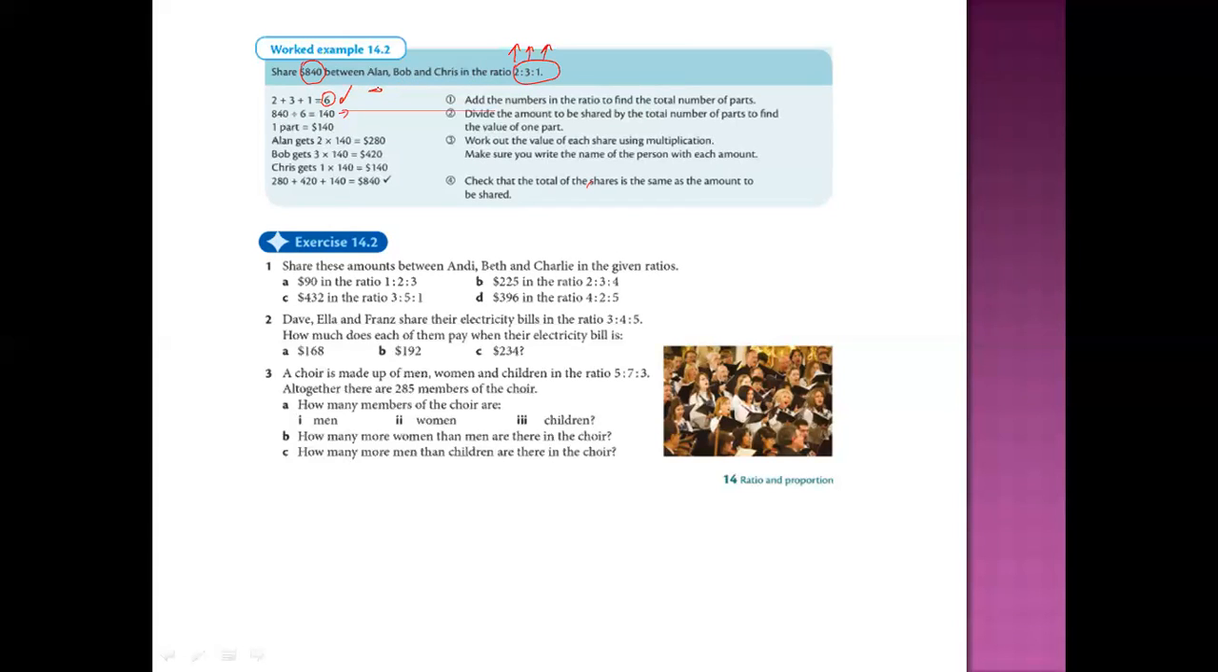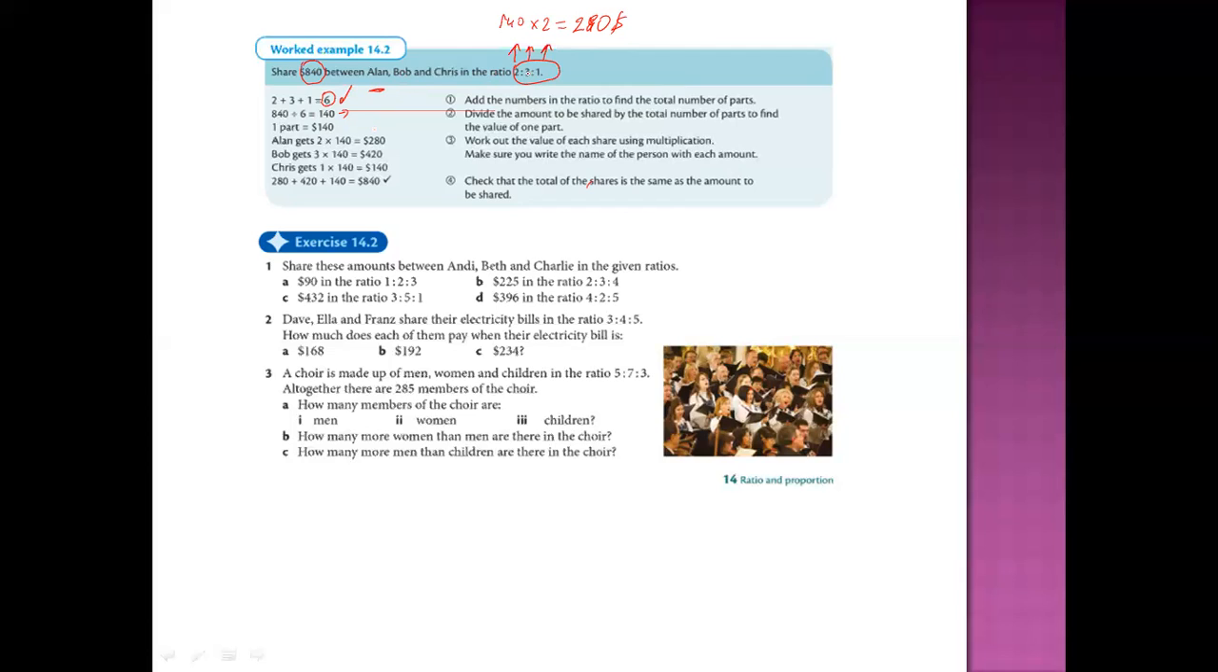So the first man was Alan, and 140 times 2, because in the ratio we should pay him twice of Chris. Okay, so what was one part? Only 140, exactly, as you see here, and that's why we should multiply 140 times 2, because Alan's payment is twice that of Chris. That's why it's equal to $280. Okay, and the second man was Bob.